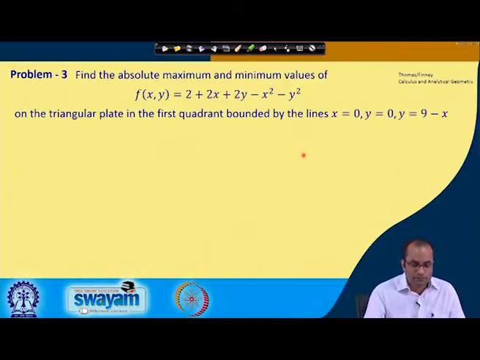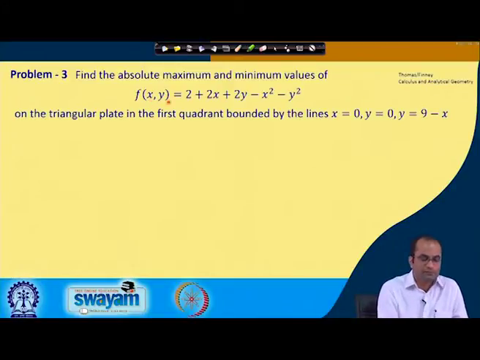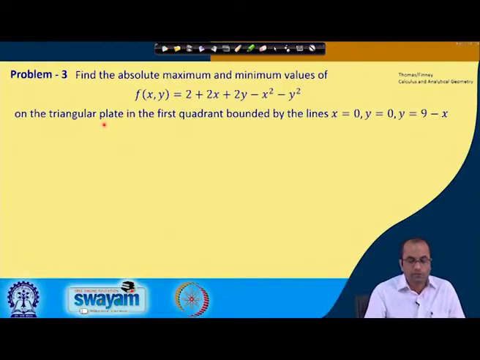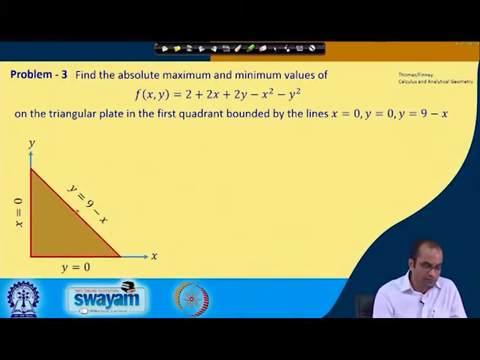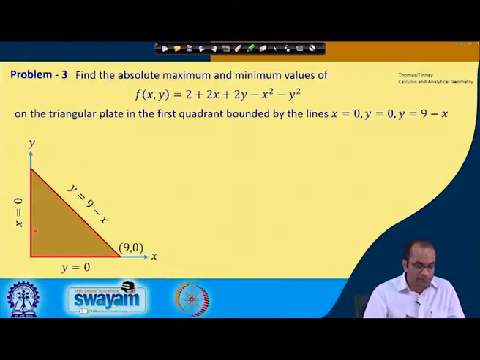Well, this is again a simple problem of finding the maximum and minimum of this function over a triangular plate in the first quadrant, which is bounded by x equal to 0, y equal to 0, and the line y equal to 9 minus x. So, this is the domain of the problem, the bounded domain here, because x equal to 0, y equal to 0, and y equal to 9 minus x are the boundaries. This is the point (9, 0), this is the point (0, 9).